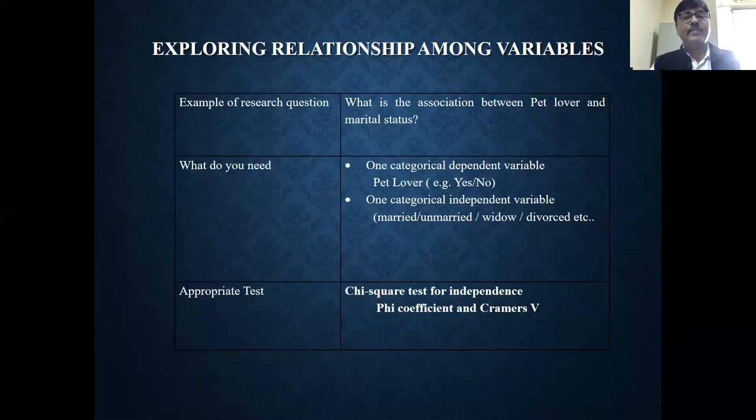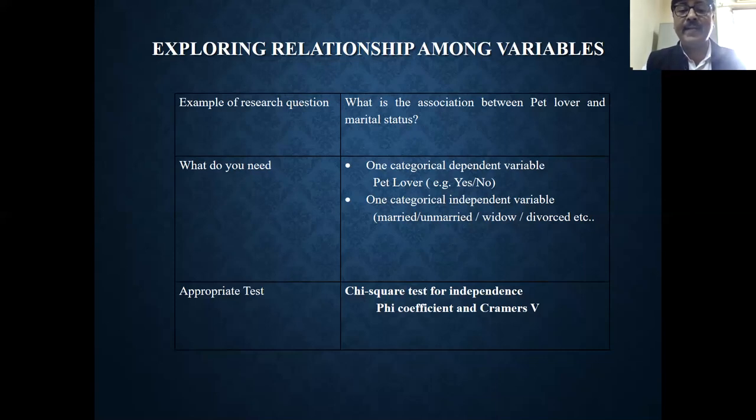Now if you have such kinds of research question, for example, what is the association between paid lover and marital status? What kind of technique is appropriate for this data set? What is the minimum information we require to fulfill this research question?